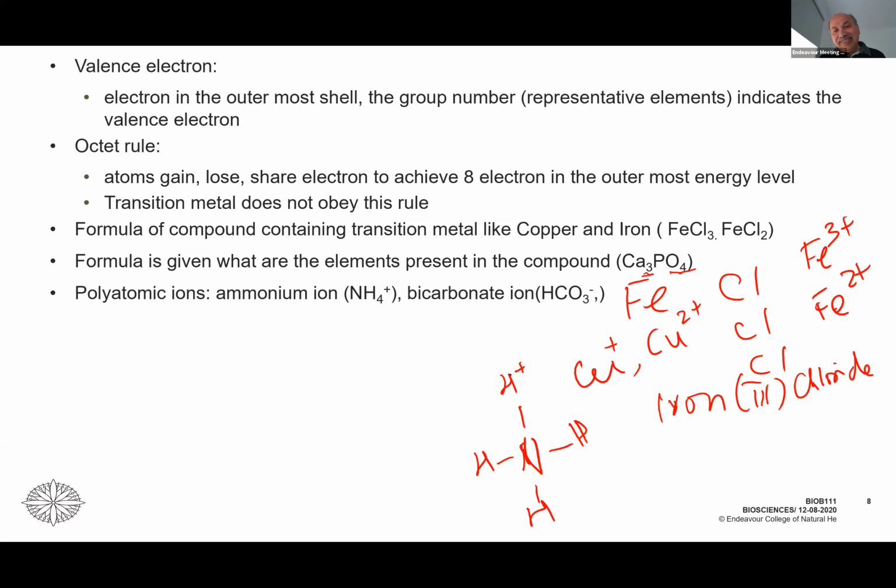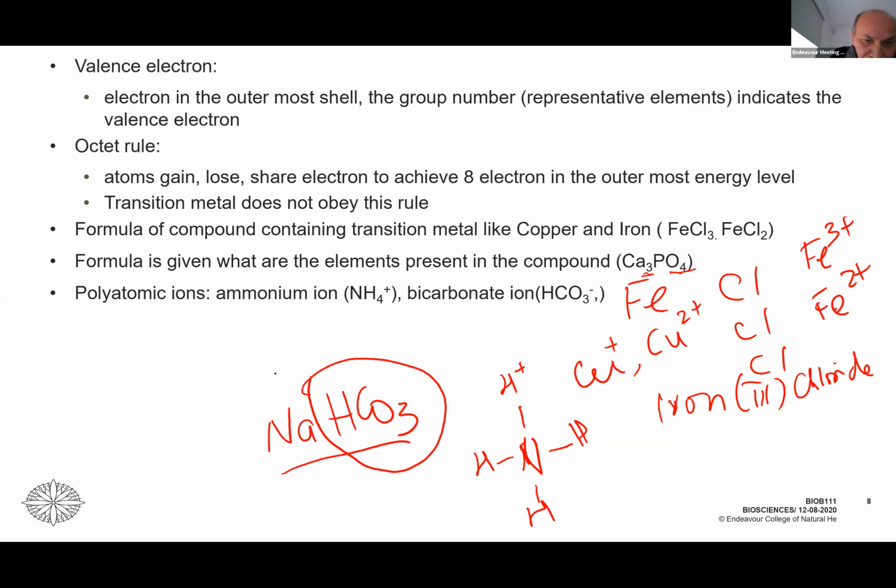Hydrogen carbonate, HCO3. A group of atoms with a common charge. That's a polyatomic ion. So if you have a compound NaHCO3, that will be your sodium hydrogen carbonate or sodium bicarbonate, which lives in our kitchen, right? Bicarbonate of soda. Sodium is a metal, one positive charge, and this one has one negative charge.